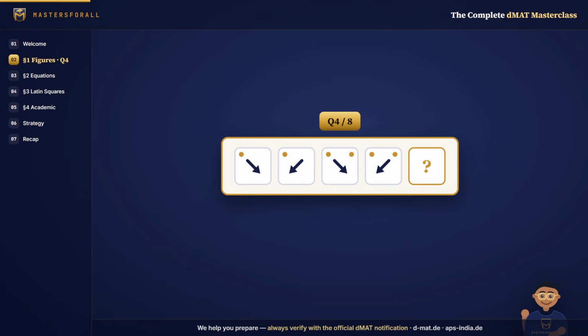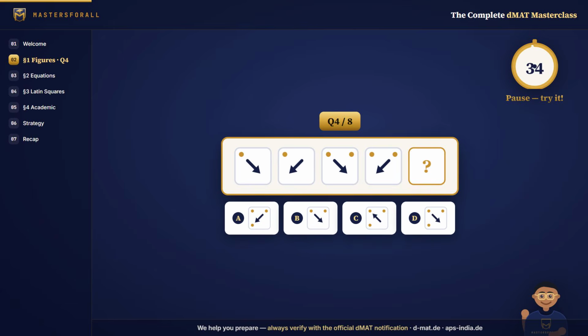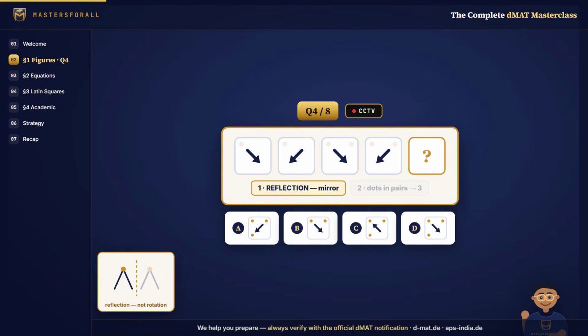Careful, the mirror trap. This one catches almost everyone. This is not rotation, it's reflection. Up right, up left, up right, up left, next up right. And the dots go in pairs, 1, 1, 2, 2, so 3. The answer is D.